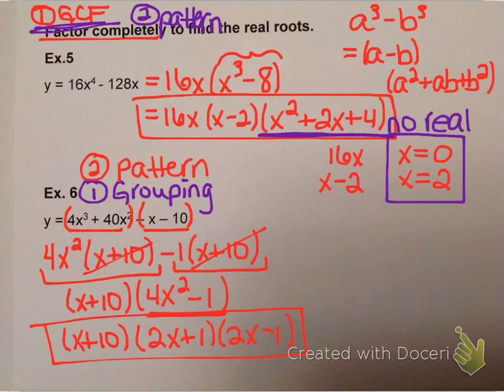Okay, but now what your homework tonight is going to ask you to do is take each of those factors and tell me what real roots it gives you. So x plus 10 gives us a root of -10. 2x plus 1 gives us a solution of -1/2. And 2x minus 1 gives us a solution of +1/2. And so there's our three real roots from that equation.